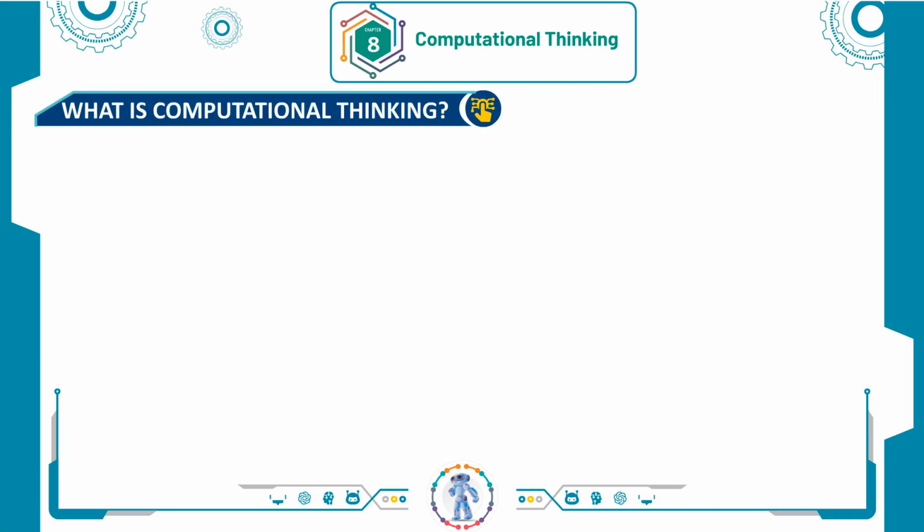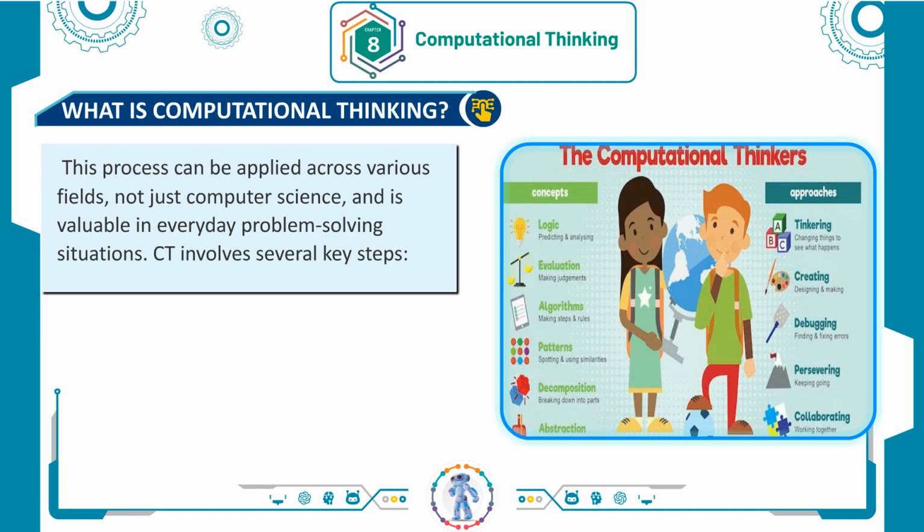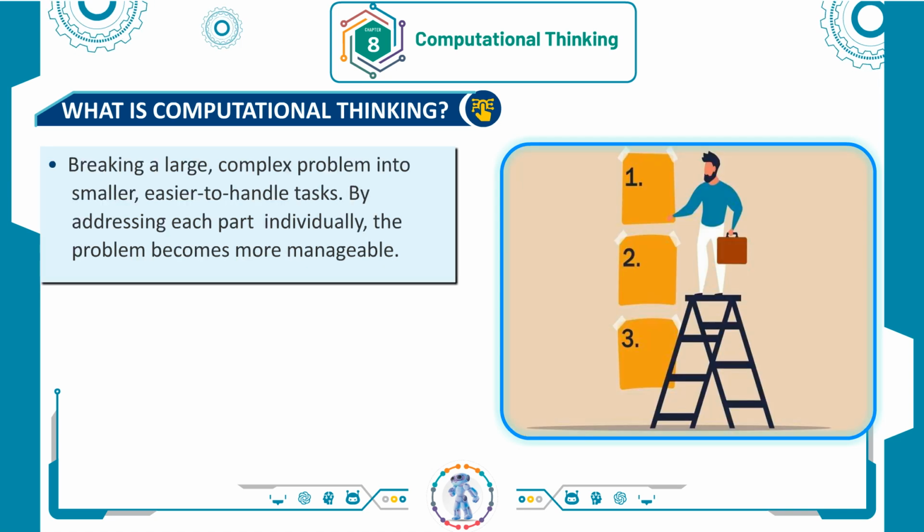What is computational thinking? Computational thinking (CT) is a method of solving problems by breaking them down into smaller, more manageable parts. This process can be applied across various fields, not just computer science, and is valuable in everyday problem-solving situations. CT involves several key steps. Breaking a large, complex problem into smaller, easier-to-handle tasks. By addressing each part individually, the problem becomes more manageable.